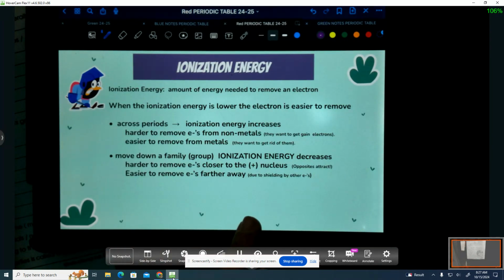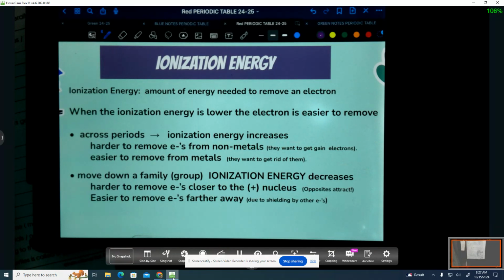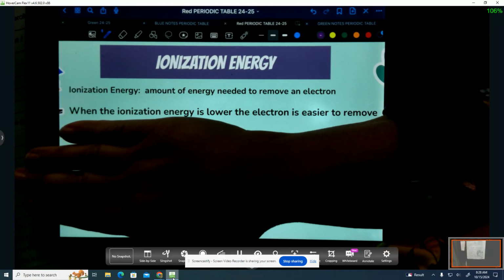All right, the next trend that we're going to look at is something called ionization energy. Ionization energy, you got to write this down because you need to know what ionization energy is. Ionization energy is the amount of energy required to remove an electron. Write that down. I know we're going to end up running out of time. When ionization energy is low, it is easier to remove an electron. When ionization energy is high, it is harder to remove an electron. So ionization energy is basically the amount of money that you have to walk up to somebody with in order to get the electron away from them, if energy is money.